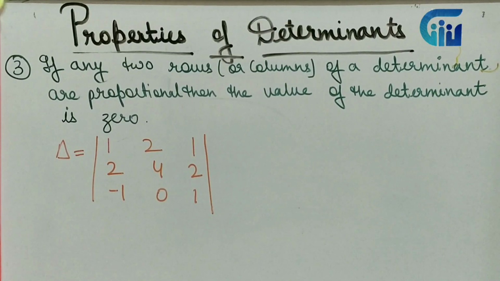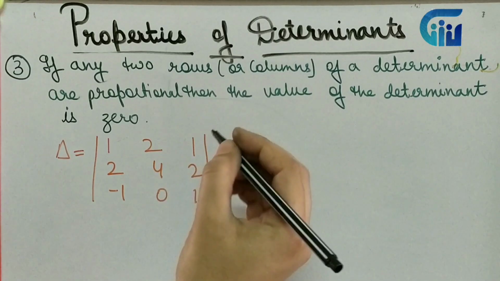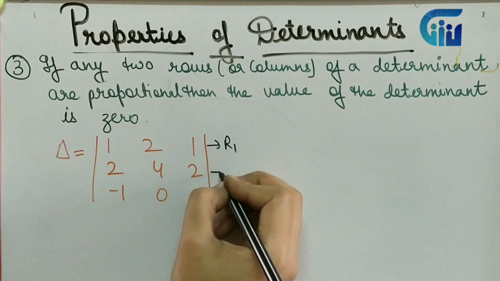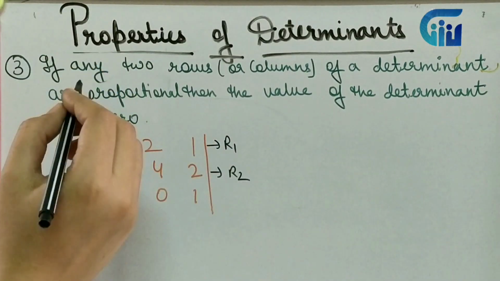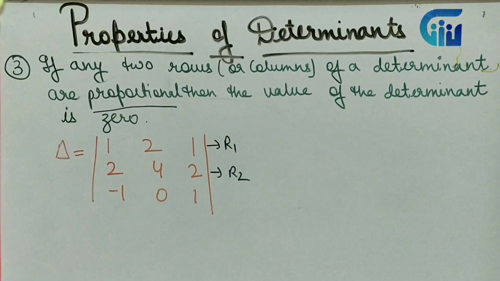I have taken R1 and R2 to be proportional. Now what do we mean by this word proportional? Proportional means if we divide any two rows or any two columns, the answer of the division should come out to be the same always for all the three elements.